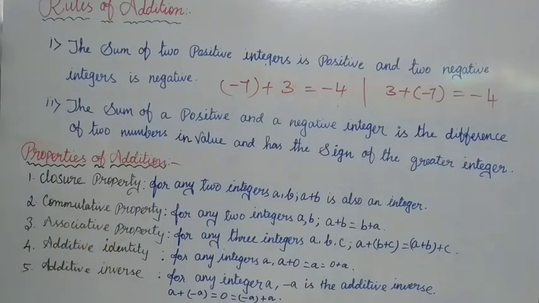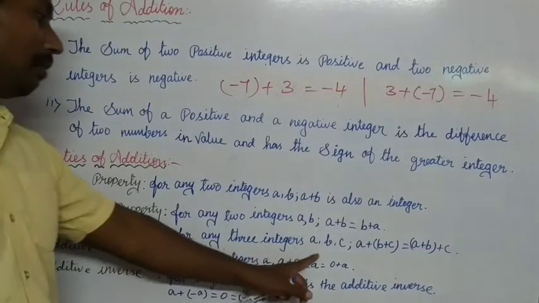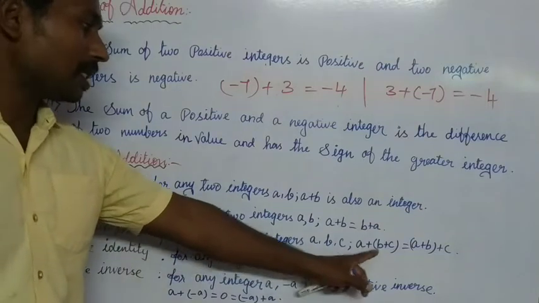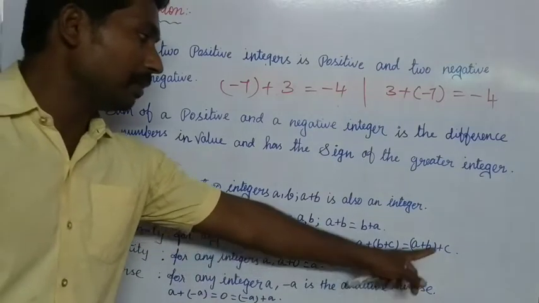Then associative property. For any three integers a, b, c, a plus of b plus c is equal to a plus b plus c.